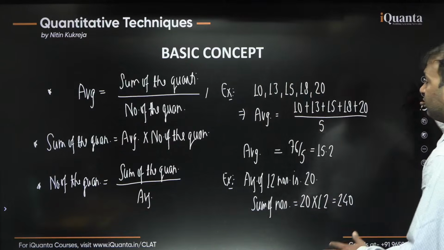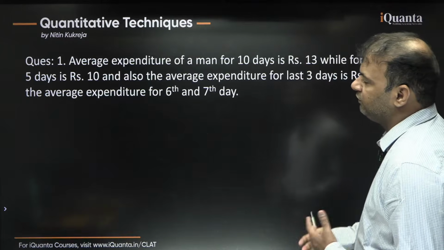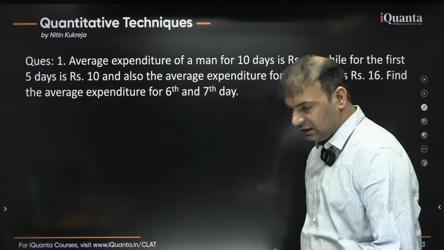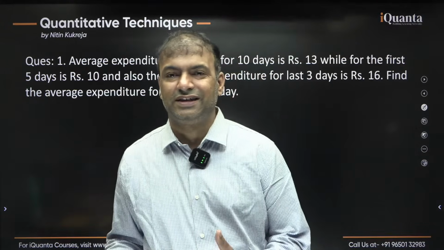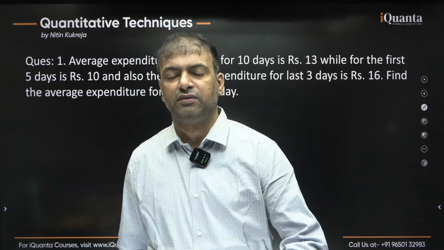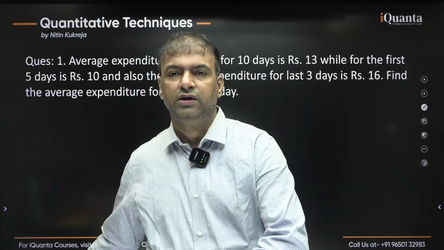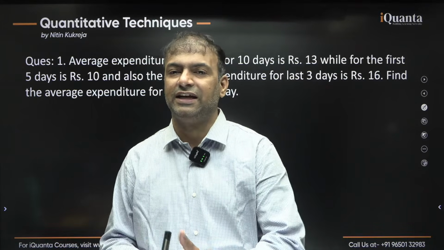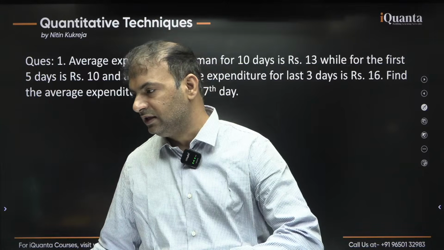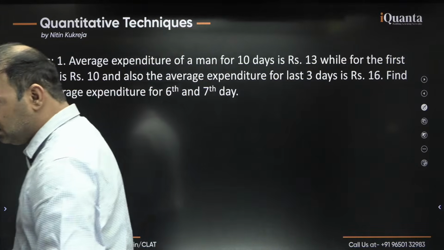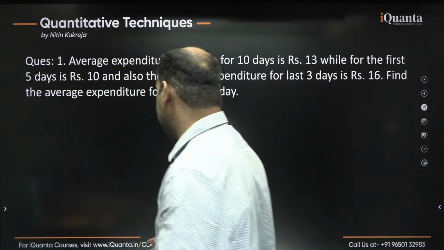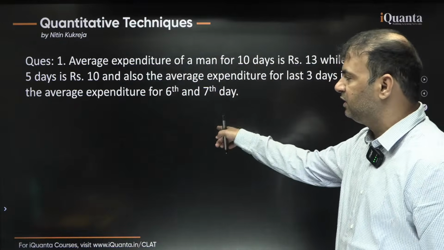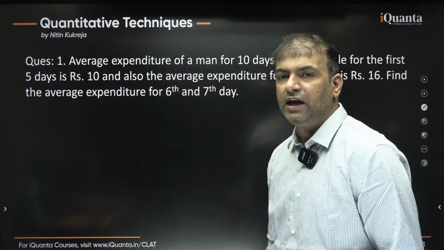So if you have to find the average expenditure of the 6th and the 7th day, we have to find the total expenditure of the 6th and the 7th day, and then divide by the number of days, which is obviously just 2, because we are finding the average of the 6th and 7th day, which are only 2 days, right? Okay, so how can we do that? We need to find the sum of the expenditure of the 6th and the 7th day. And how can we do that?